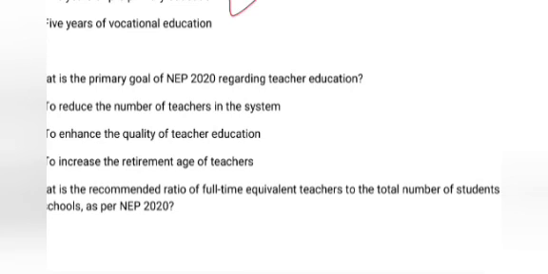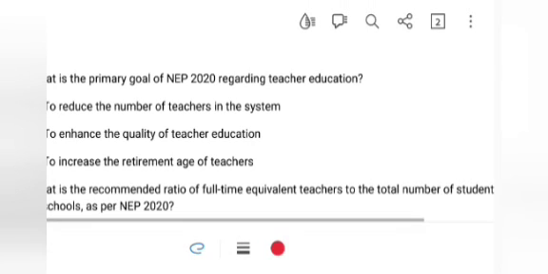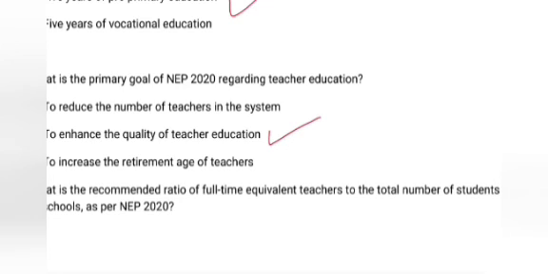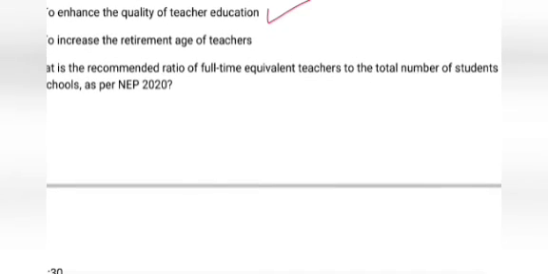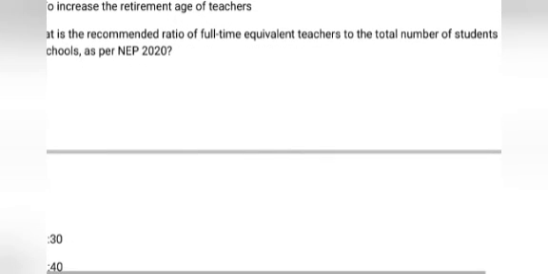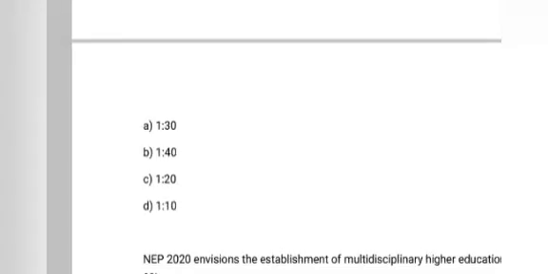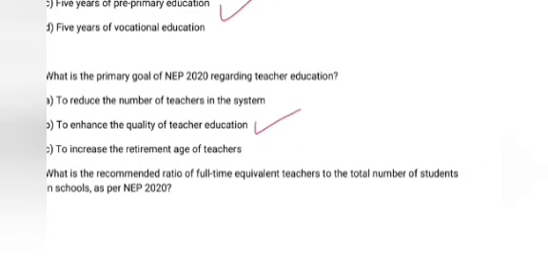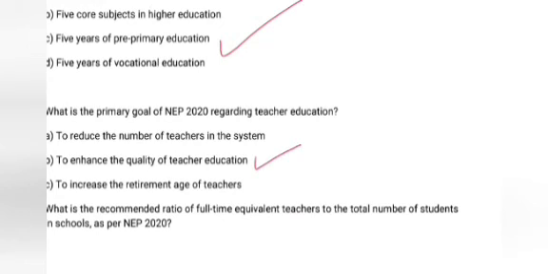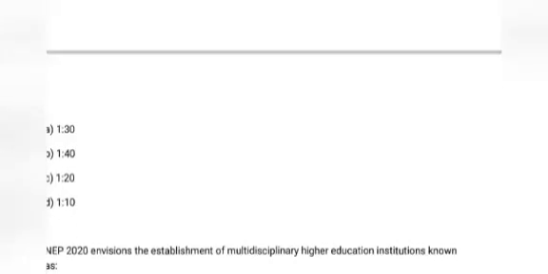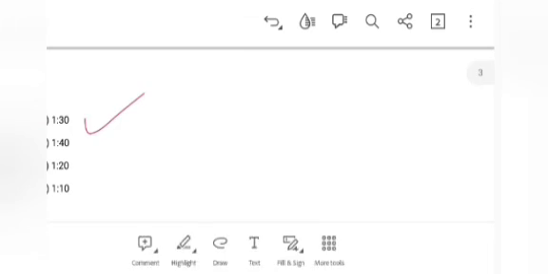Next, what is the primary goal of NEP 2020 regarding teacher education? So it will be to enhance the quality of teacher education. This was the primary goal of NEP 2020. Next, what is the recommended ratio of full-time equivalent teachers to the total number of students in school as per NEP 2020? So this is the ratio: 1:30, 1:40, 1:20, 1:10. It will be 1:30. This is their prime and fundamental objective.